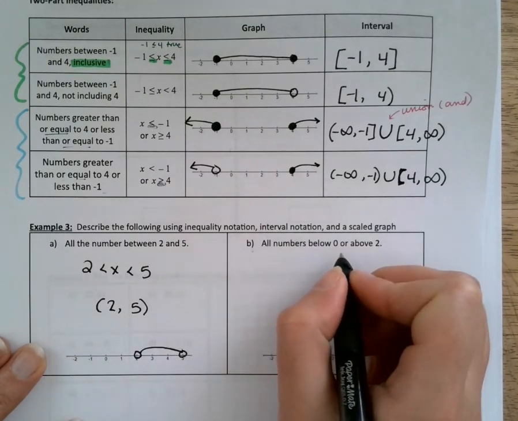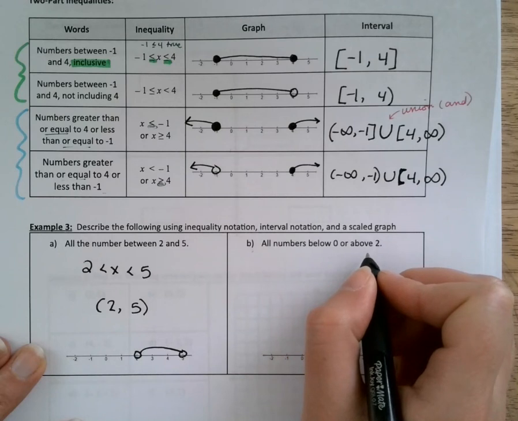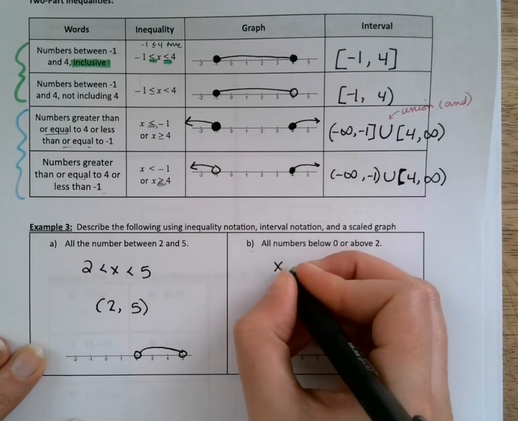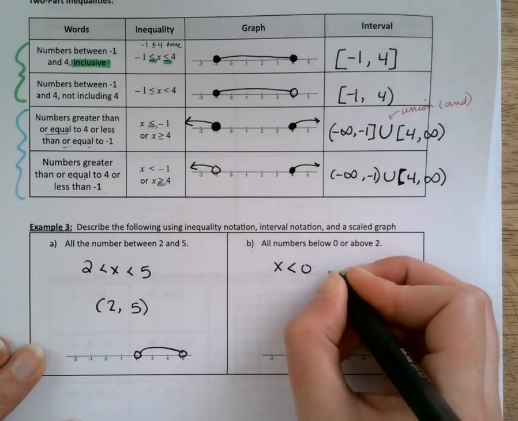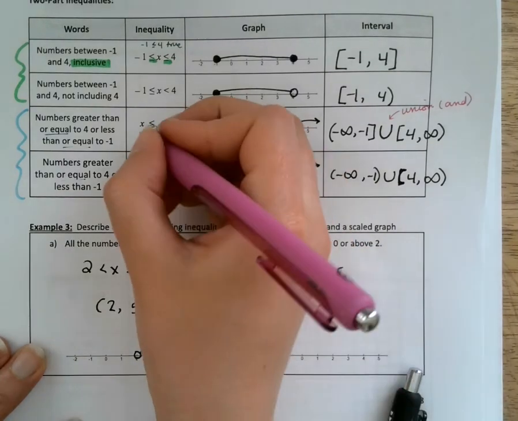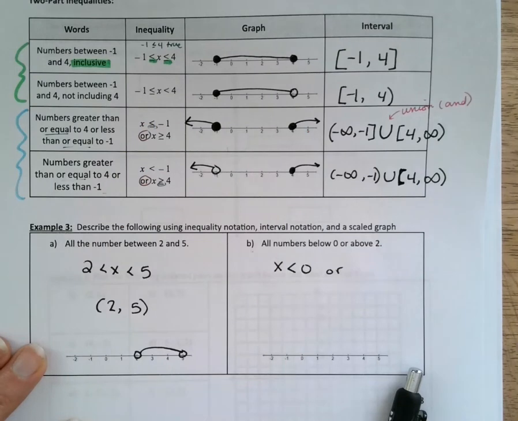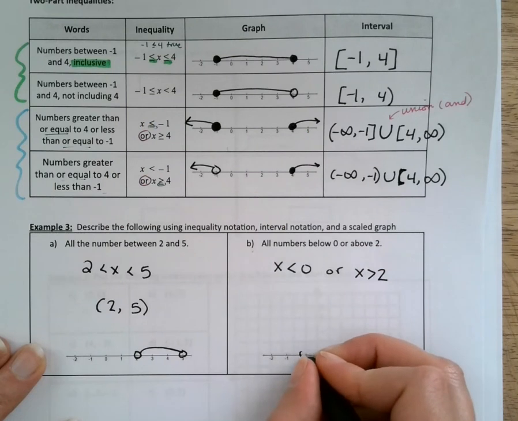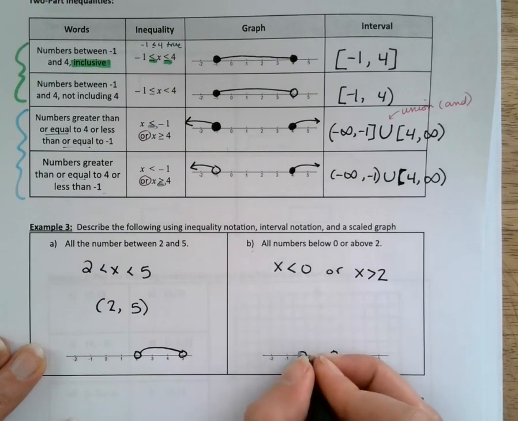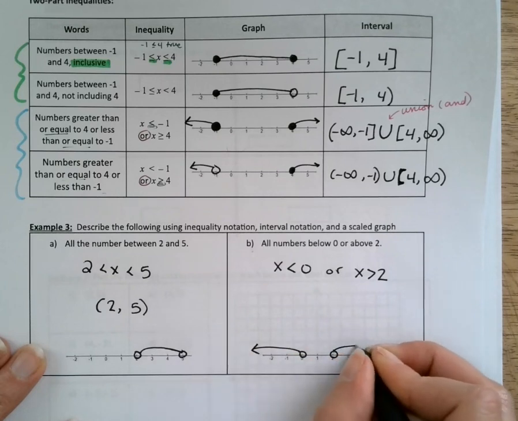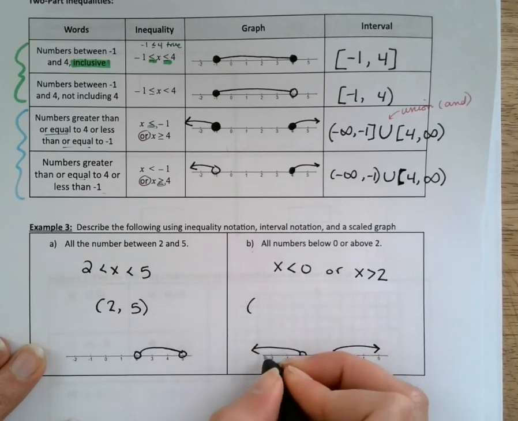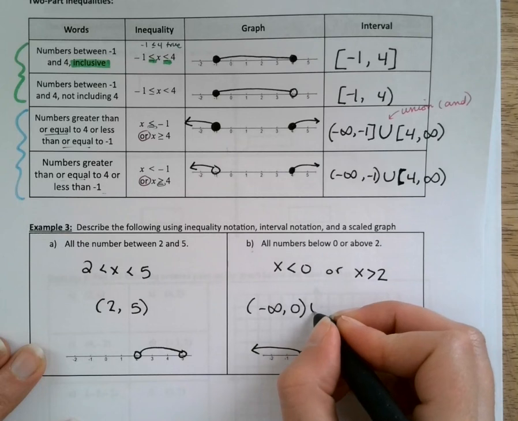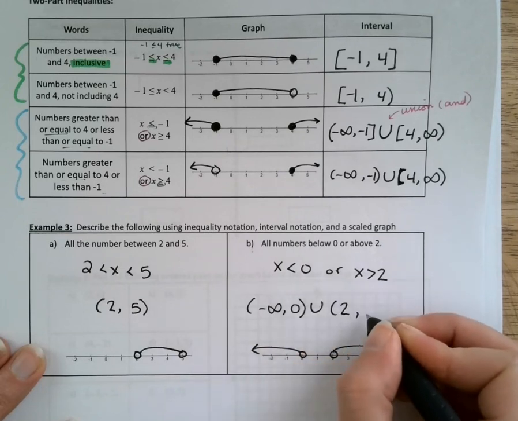All the numbers below 0 or above 2. I'm not including those again, so we're going to have 2 open circles here. So I'm going to say all the numbers below 0, so x less than 0, or, notice up here that you have to say the word or if you're going to do 2 intervals of the same graph, or x greater than 2. So open circle at 0, open circle at 2, less than 0, below 0, greater than 2, above 2. So 2 intervals, negative infinity to 0, not included, union, 2 not included, to infinity.